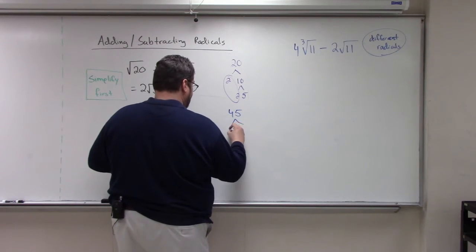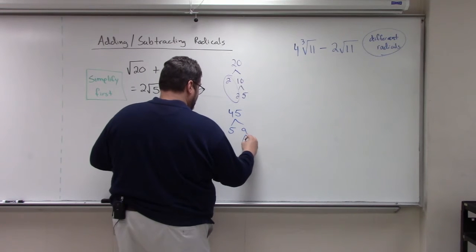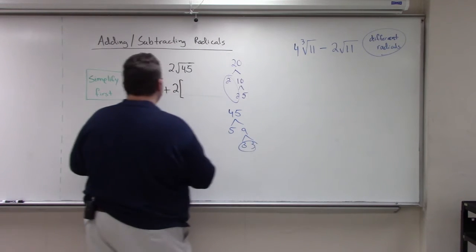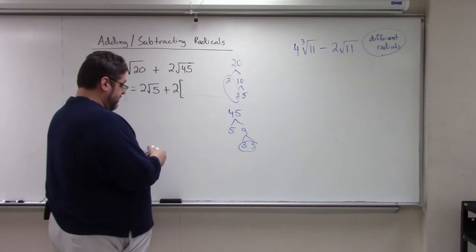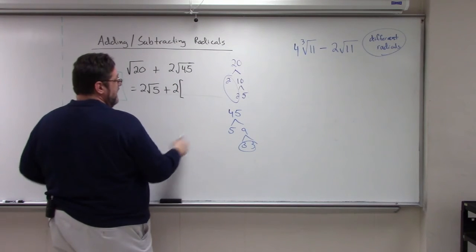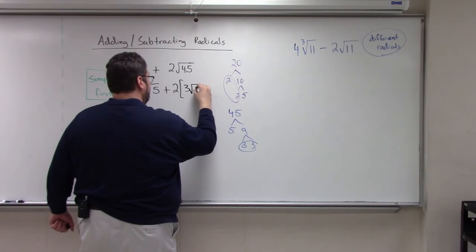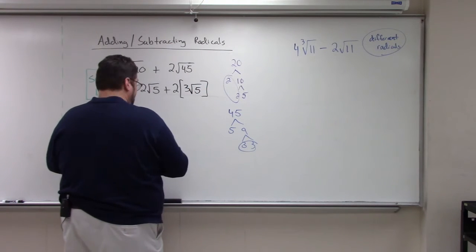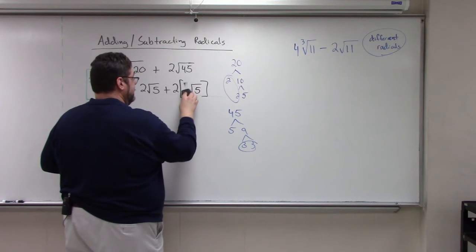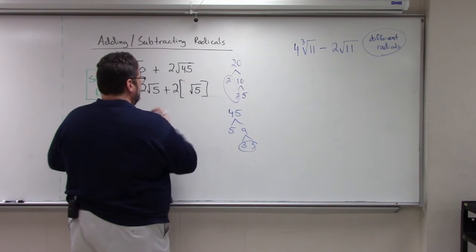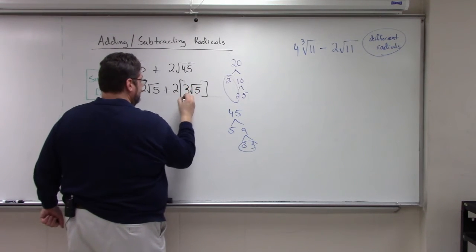I know that's 5 times 9, 3 times 3. Okay, so that means the square root of 45 can be rewritten as 3 times the square root of 5. Now I'm going to fix that because that looks a little bit like a cube root, and I want to make it obvious that that 3 is out front.